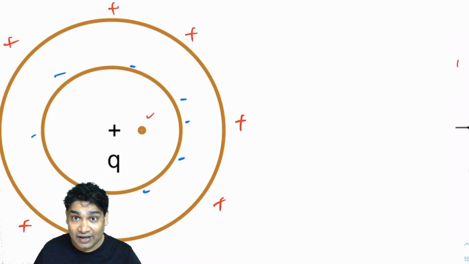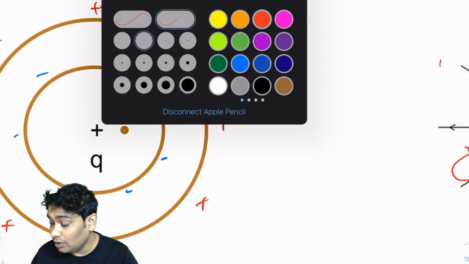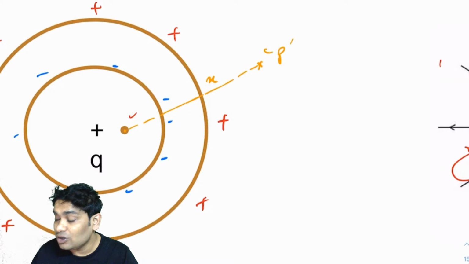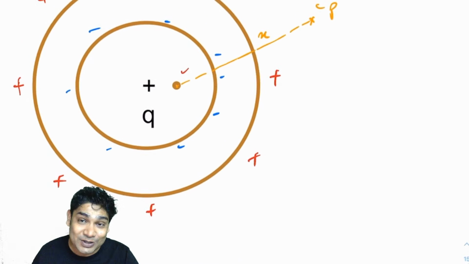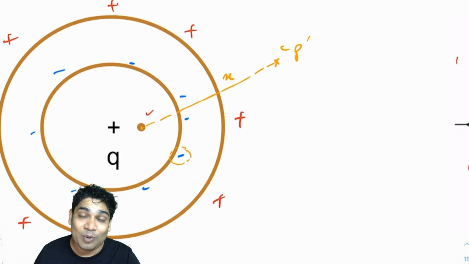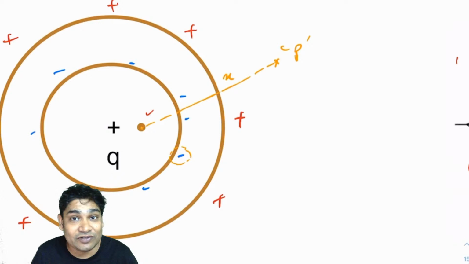Now, what happens if I ask you to find the potential due to these charges at a point P, which I give you at a distance x? What is the potential that the charges induced on the inner surface of the cavity produce at point P? So you have to find the potential due to the charges induced on the inner walls of the cavity at the point P.